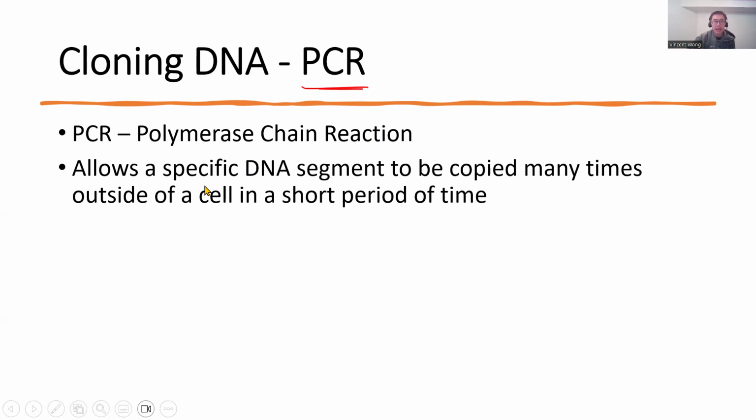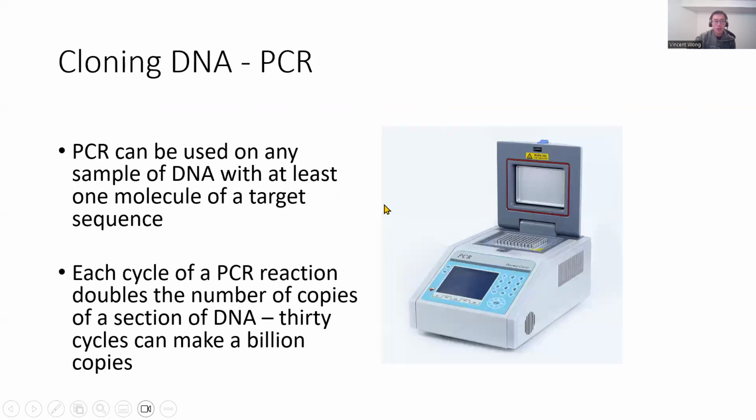So this is the technique that allows a specific DNA segment to be cloned or copied many times in a very short period of time. And you can literally have millions and sometimes billions of copies within an hour. Yeah, very, very powerful technique. So to do PCR, you need to get a PCR machine. These things are quite expensive, in the thousands. And what you need to do is to set up the reaction cycle. And every cycle, it's going to double the genetic material.